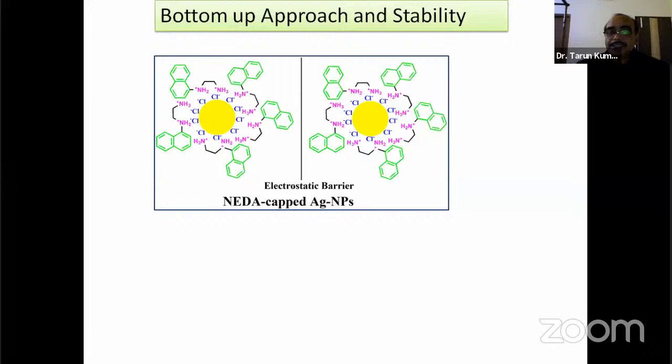After having the charge, they will create an electrostatic barrier. They will get repulsion from one particle to another particle. By this way, they can be stabilized in the solution. So this is one of the most important techniques from the bottom-up approach that scientists use for synthesizing nanomaterials.